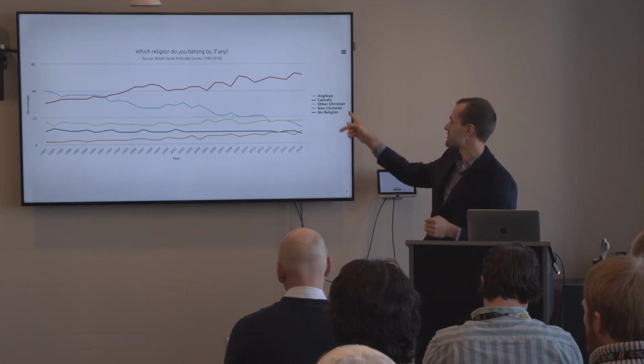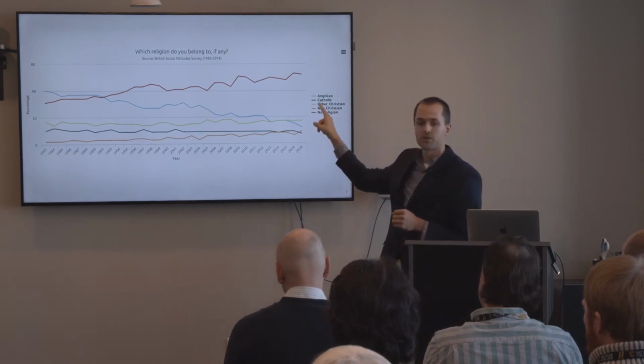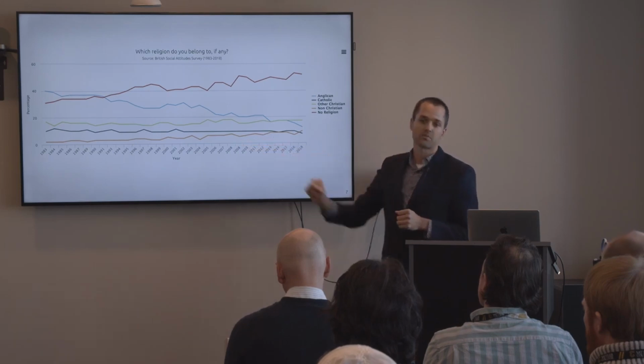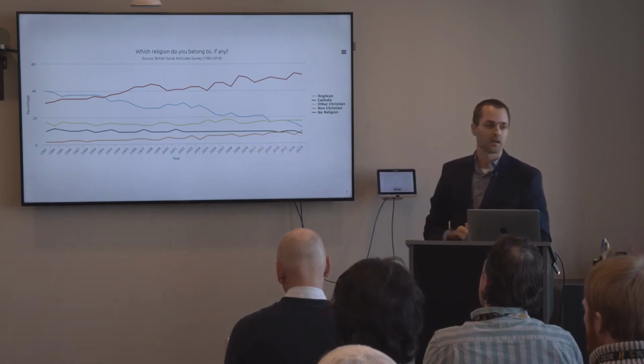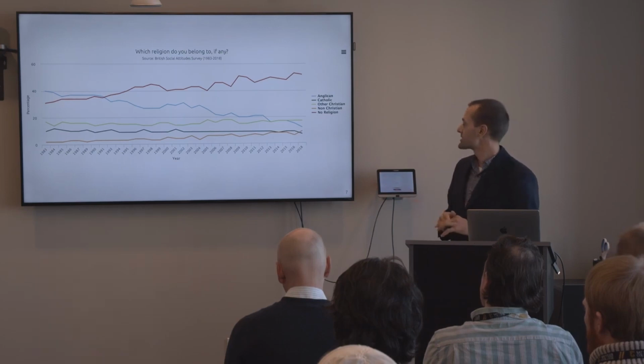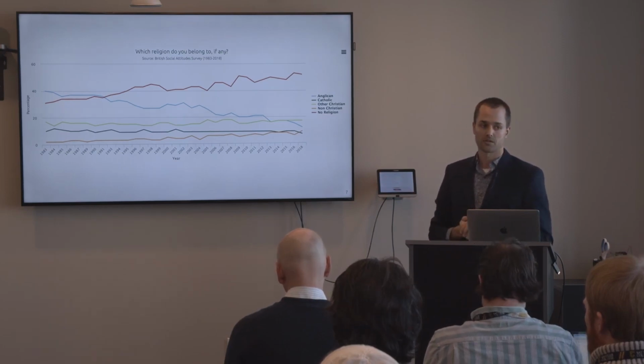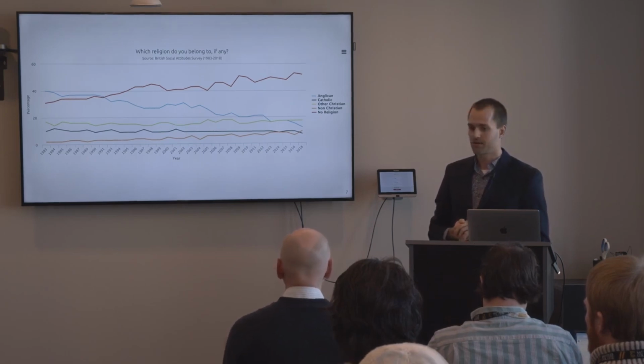The most telling line, though, is the red one. This is people who answer no religion in the census. In 1983, you can see it's about 30% of British who say no religion. By 2018, it's about 50% of British who say no religion. For comparison, in the United States, this number is about 25%.